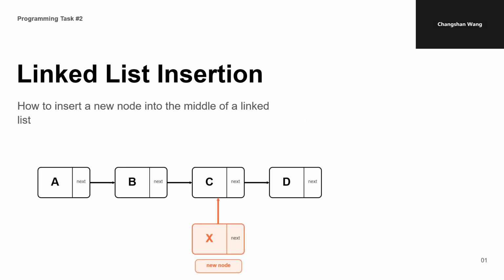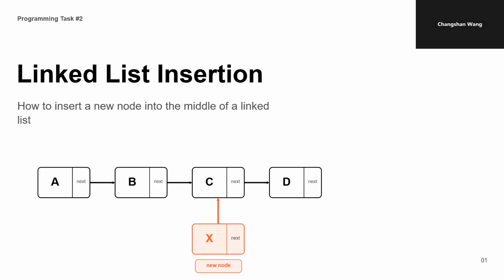Today we are going to talk about how to insert a new node into the middle of a linked list. For example, there is an existing list that's A, B, C, D. There are 4 nodes in that list, and the new node is X. We want to insert it between the B node and C node. How can we do it?